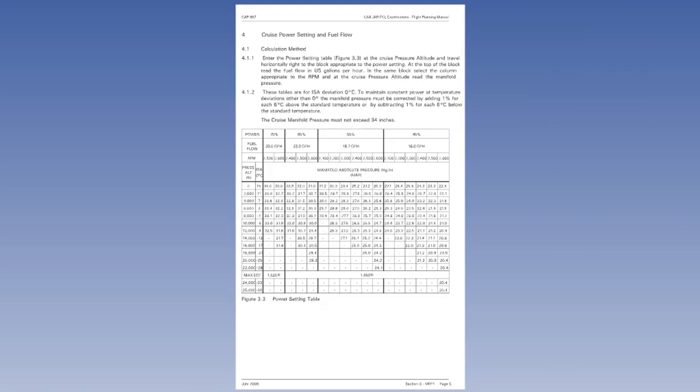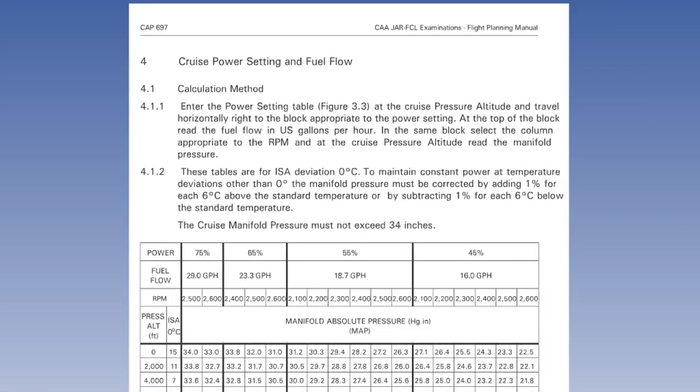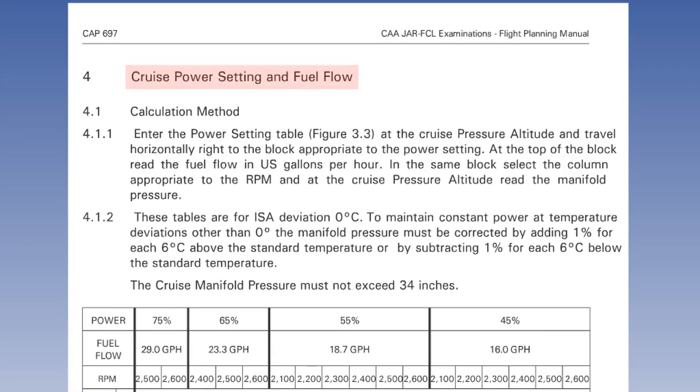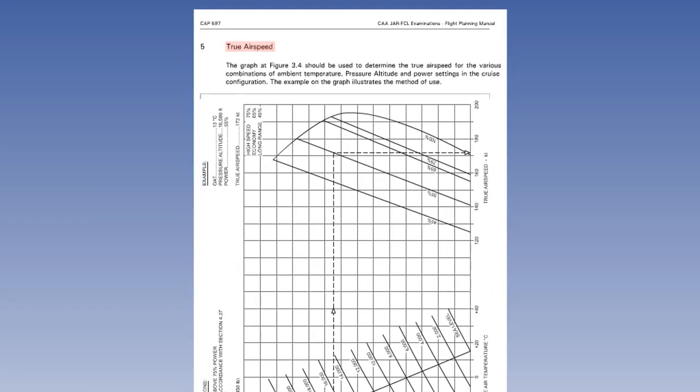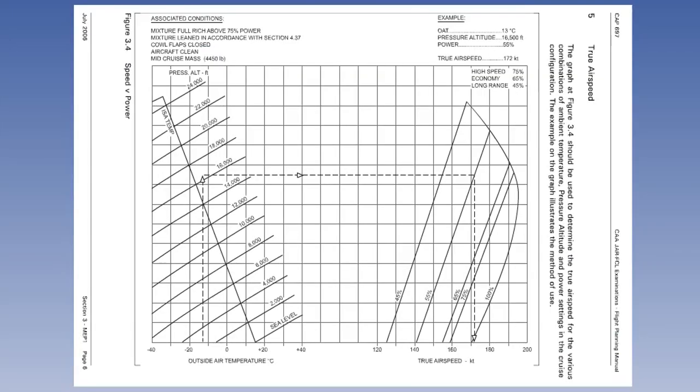On page 5 of section 3, figure 3.3 gives the fuel flow in gallons per hour for each power setting, RPM, and manifold pressure at standard temperature. The corrections to be applied in non-standard temperatures are given in paragraph 4.1.2. On page 6 of section 3, figure 3.4 calculates the true airspeed for various combinations of height, temperature, and power setting.